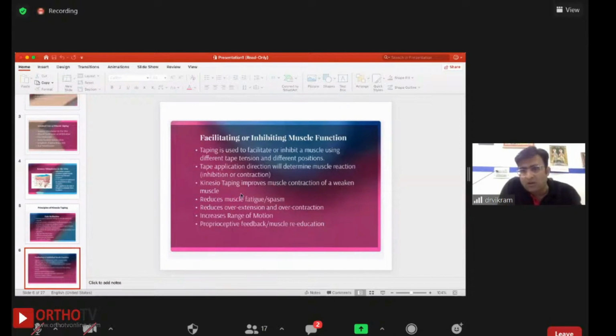Kinesiotaping includes muscle contraction of the weakened muscles. It reduces muscle fatigue and spasm. It reduces overextension and overcontraction, and increases range of motion. How does it increase range of motion? If the joint is being inhibited and there is no pain, there is an increase in motion just after putting on the tape.